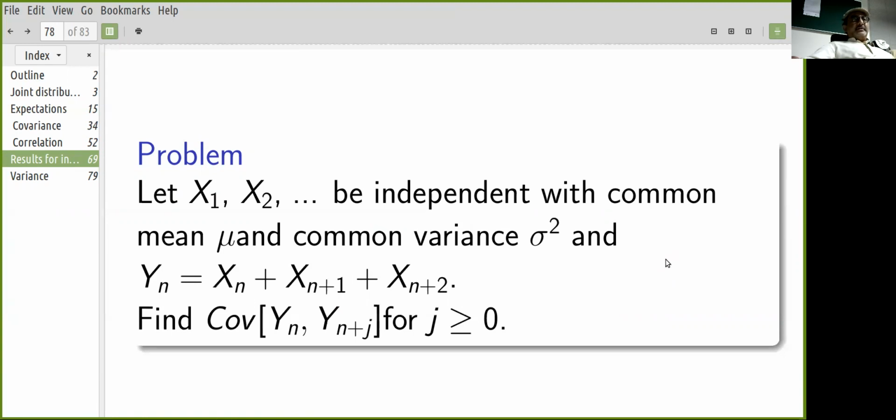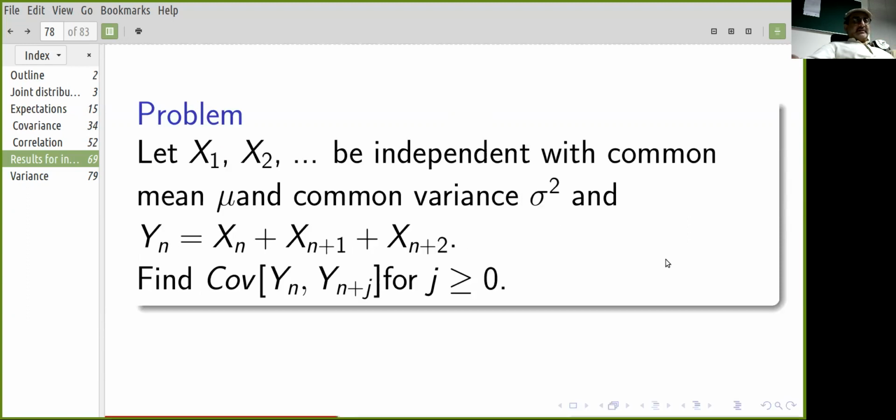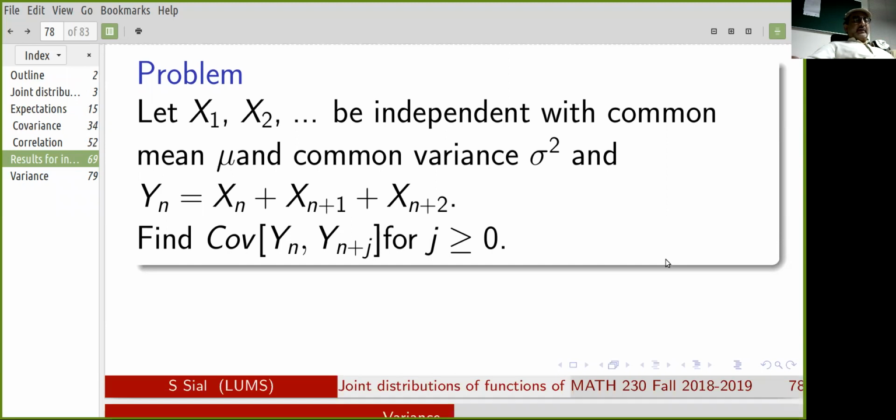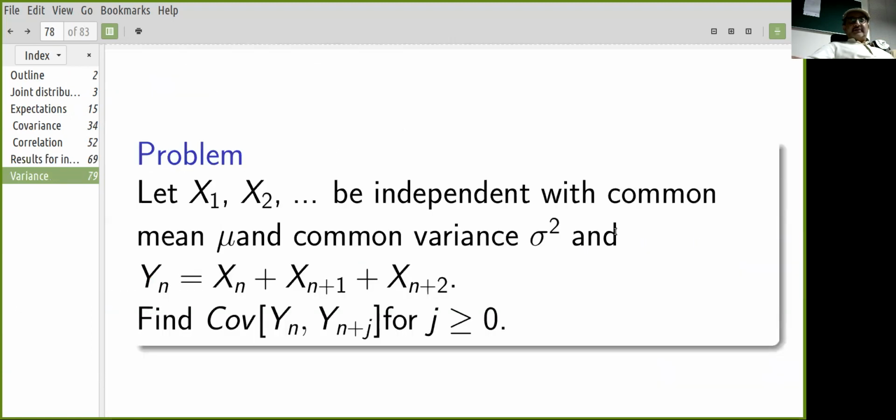Okay, supposing that you have random variables x1, x2, and so on, and they have a common expectation mu, and they have a common variance sigma squared, and yn equals xn plus xn plus 1 plus xn plus 2. So it's the sum of 3 of those. Find the covariance of y sub n and y sub n plus j for j greater than or equal to 0. Okay, so that would be an exercise for you to try.